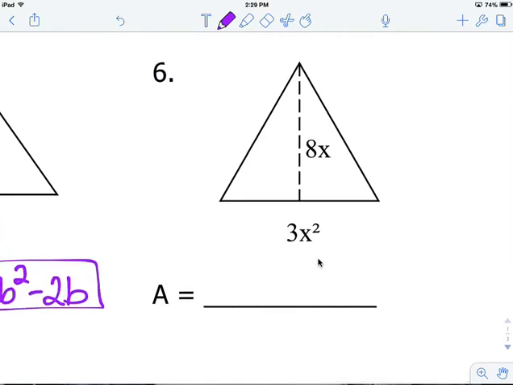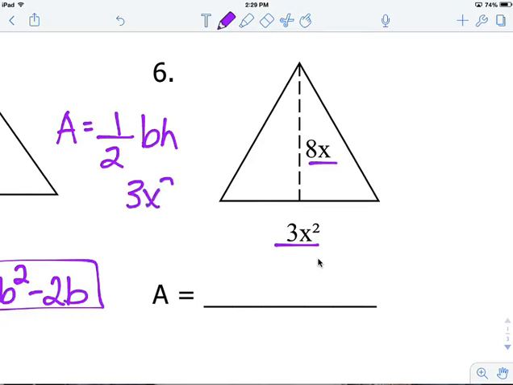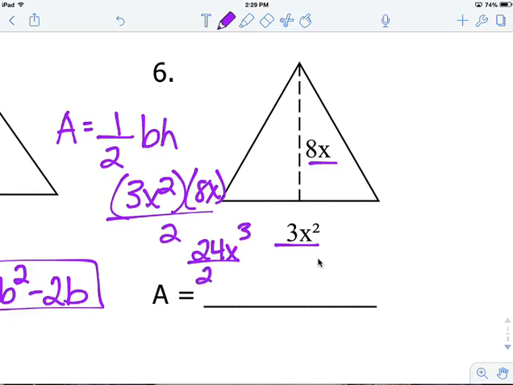Number 6 is finding the area of a triangle, so I'm going to use my formula half of base times height. So 3x squared times 8x all over 2. Well, 3x squared times 8x is 24x cubed. When I divide that by 2, I get 12x cubed.